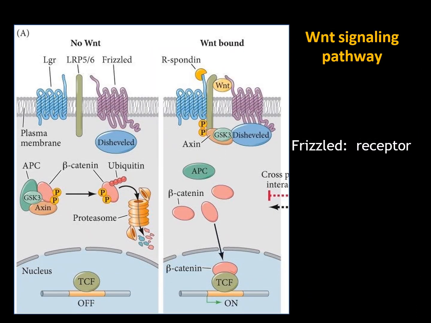So I'm sure that you already watched the video, and now you know that when you have Wingless, and when Wingless is bound, there are two different stages, and you already know that. So when Wingless arrives here, there are so many things that happen. This receptor is very important.